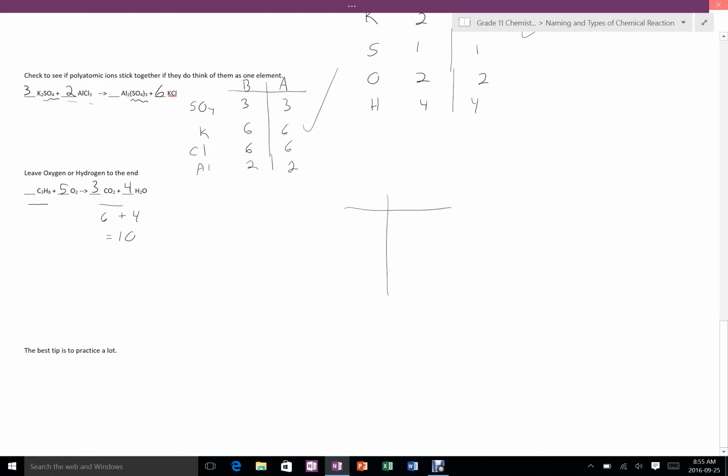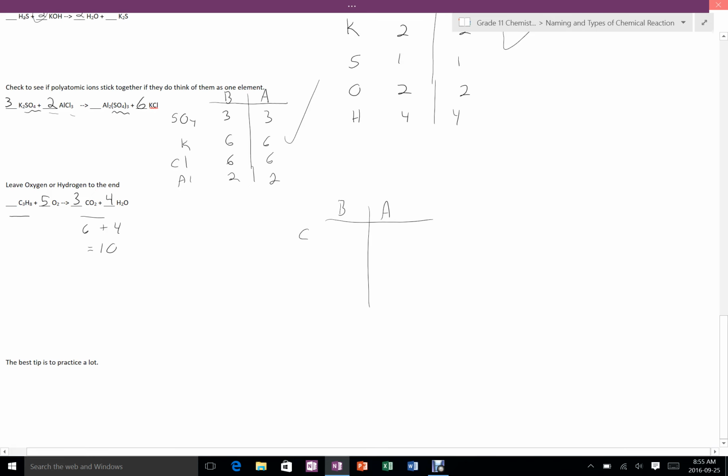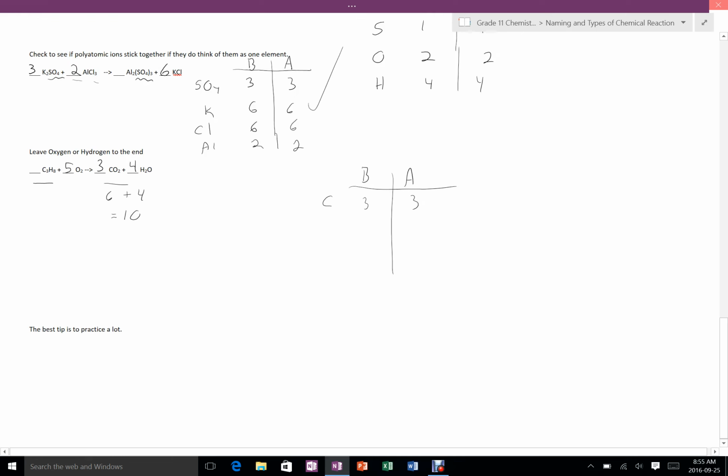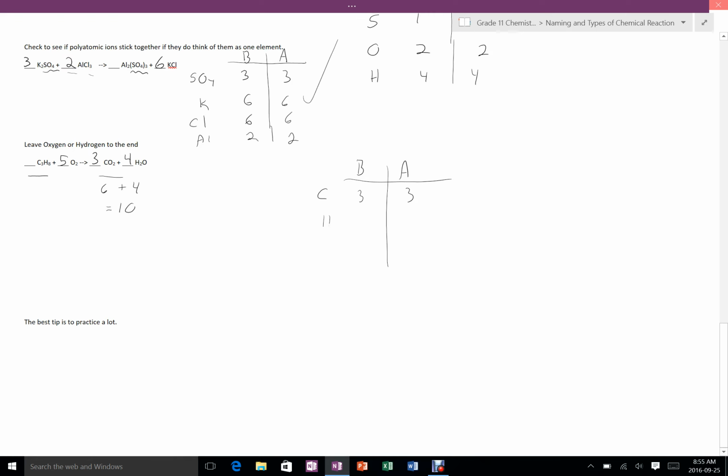Doing my before and after chart. Carbon, 3 to 3. Hydrogen, 8 to 8. And oxygen, 10 to 10.